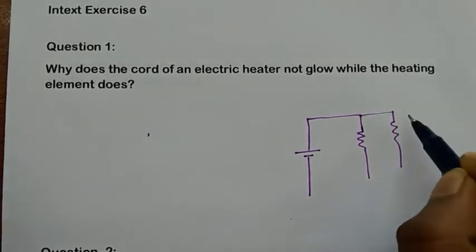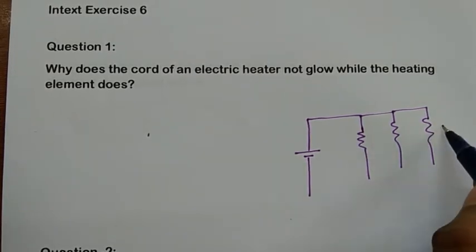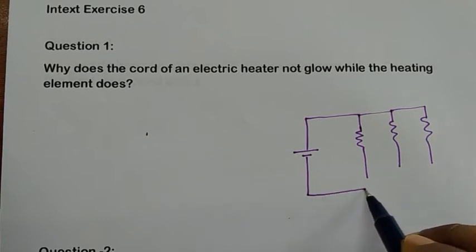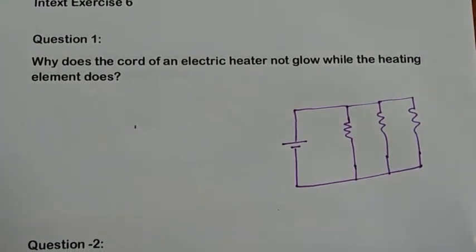Let me take these as the resistors. The resistors indicate this is an AC, this is a TV, and this is an iron box, and so on. However many things there are, we can connect them all in parallel mode only. Why are we connecting in parallel mode?